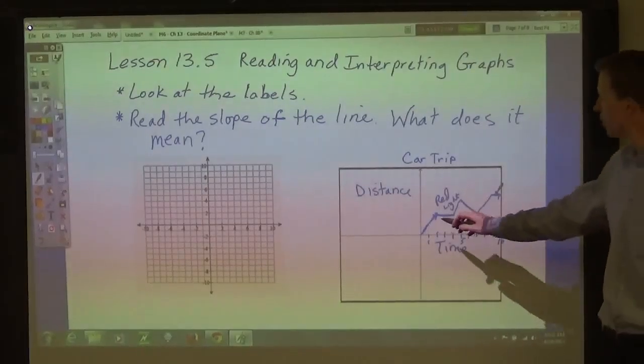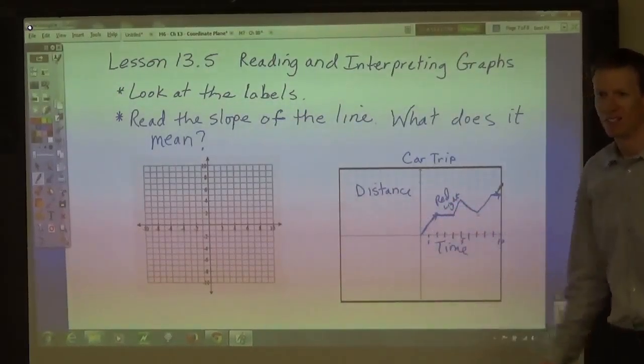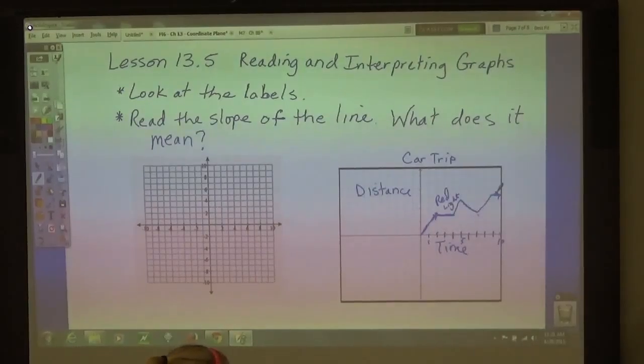Right, so what is this graph telling us? They had to stop. It's a story, isn't it? It's a story of what's happening. It's a story of what's going on.